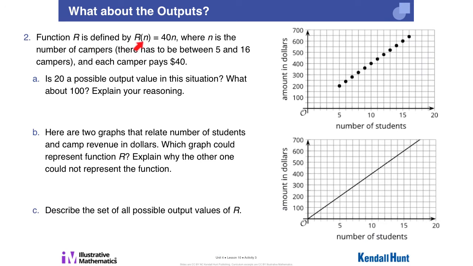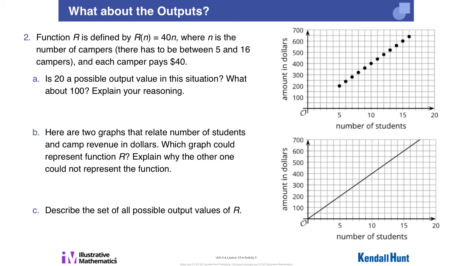Function r is given by r of n equals 40 times n. And this is dealing with campers at a tennis camp. n is the number of campers. There has to be between 5 and 16 of them in order to run the camp, and each camper is going to pay $40. That's where that 40 is coming from.